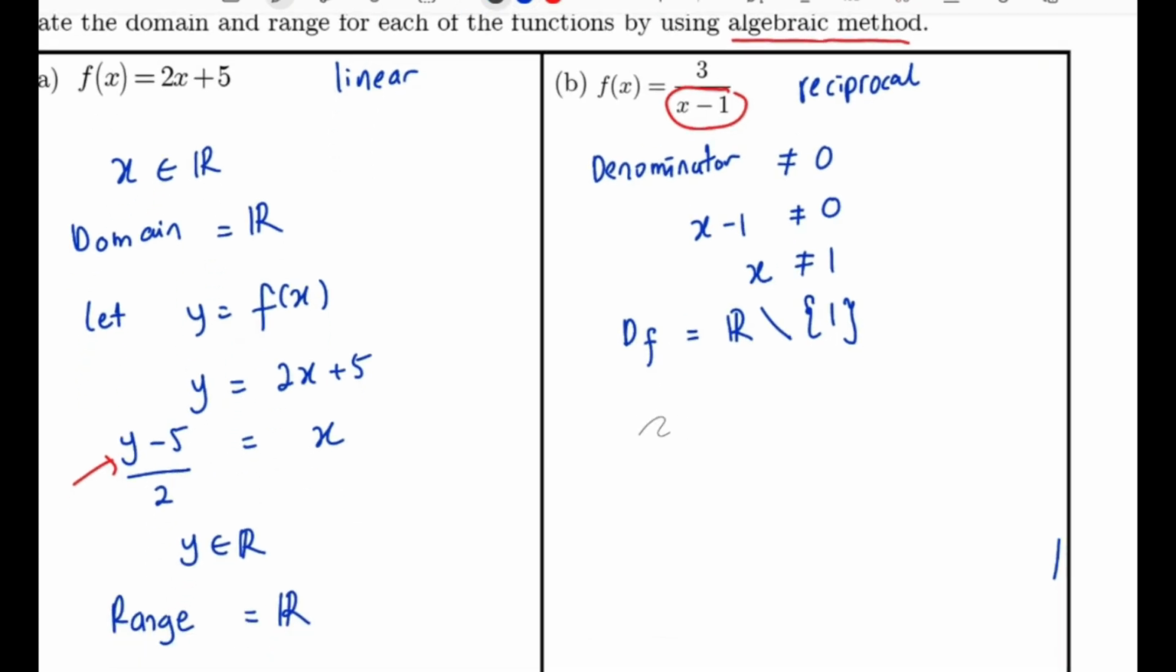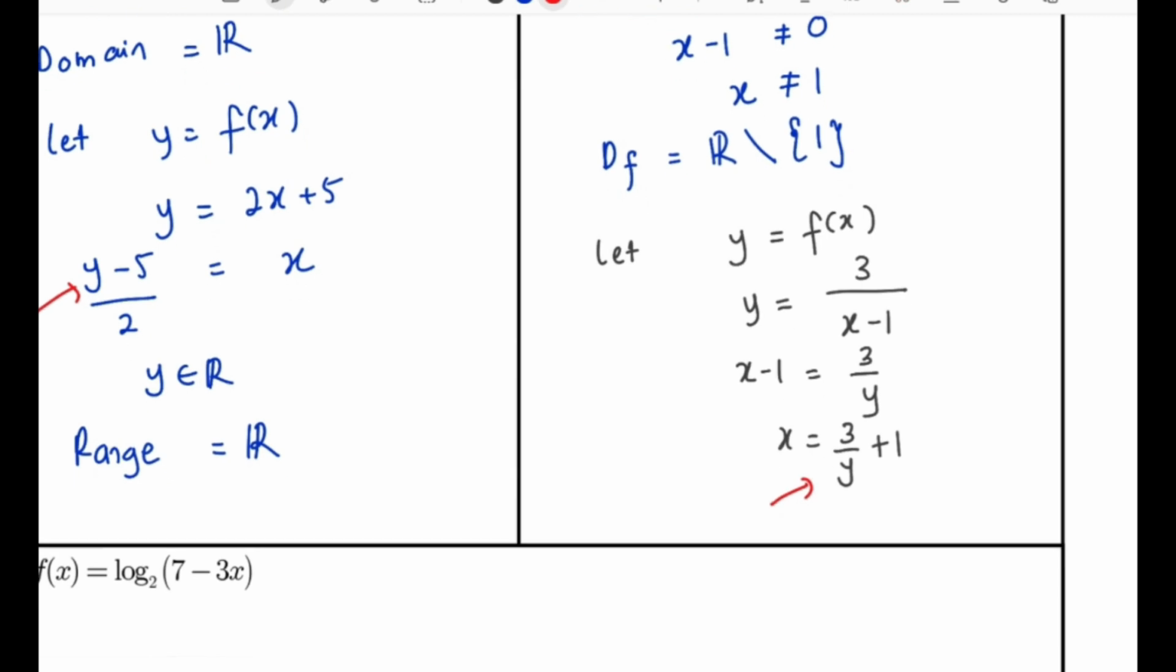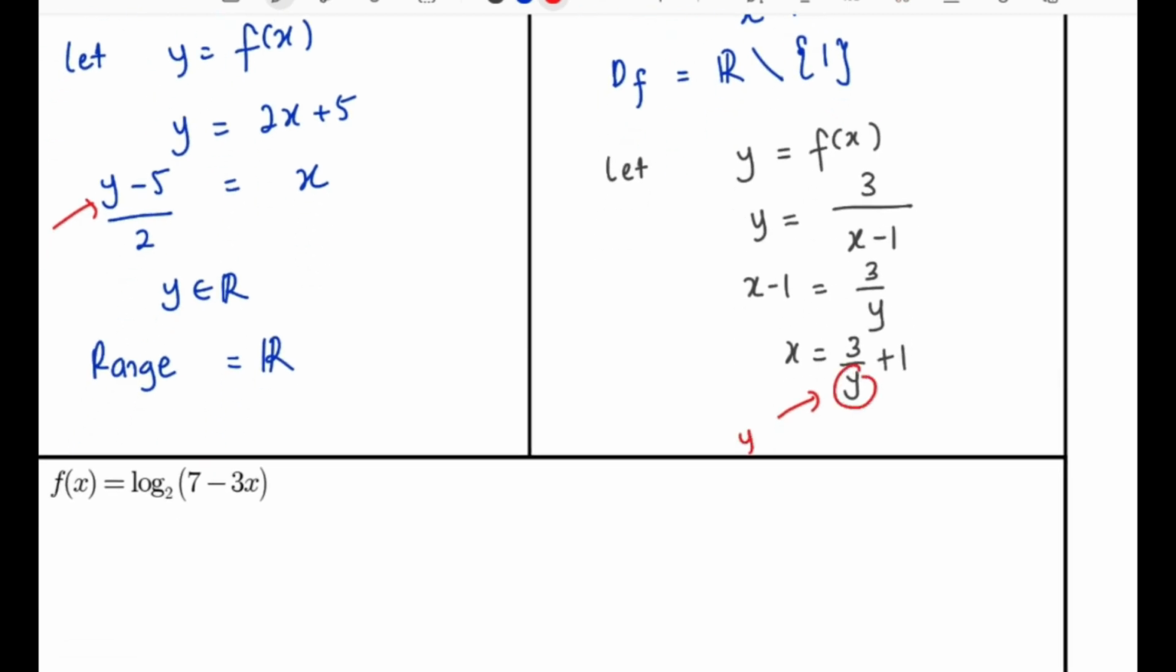Next, for the range, we let y equal f(x). So y equals 3 over x minus 1. Rearrange until we have x as the subject, x equals 3 over y plus 1. y is also a reciprocal, so the denominator cannot be equal to 0. So the range, Rf, is all real numbers except 0.